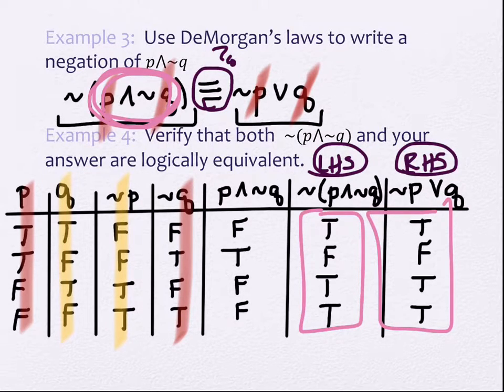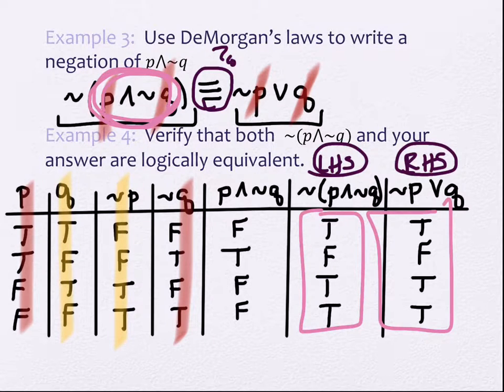So if I were to ask you to justify why this picture tells you that these are logically equivalent, you'd have to say that the column that represents the left-hand side has exactly the same true-false structure as the column that's the right-hand side. That's what shows they're logically equivalent.